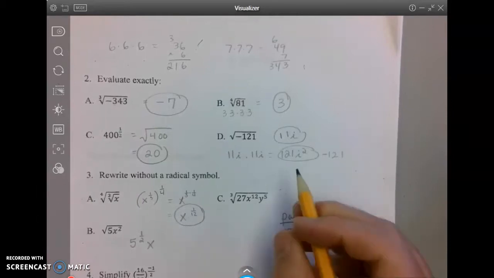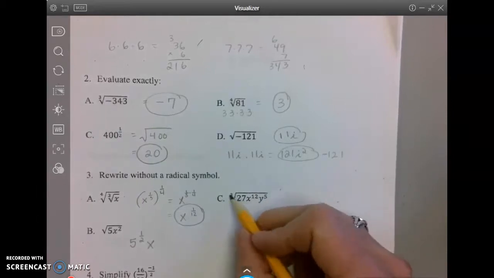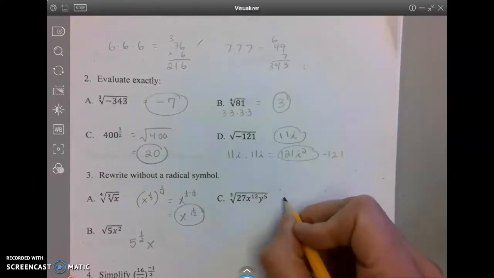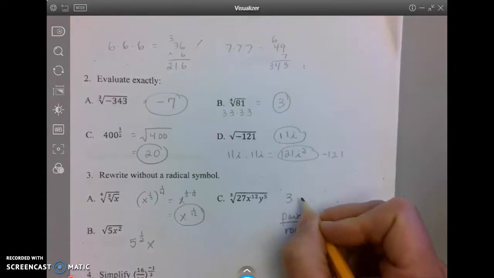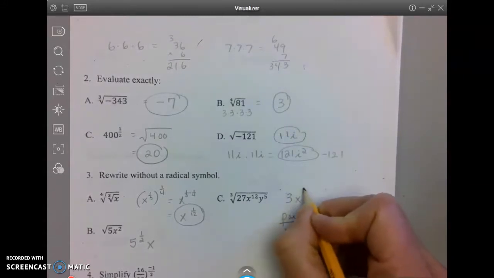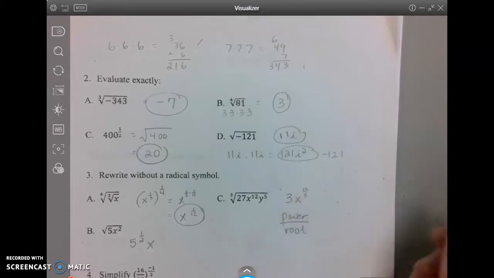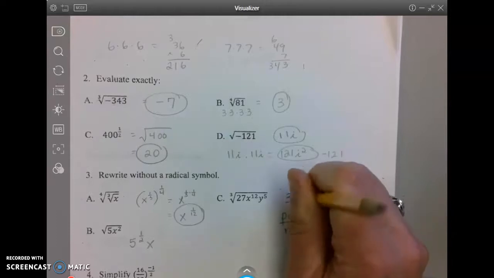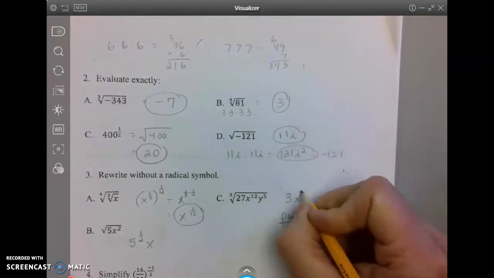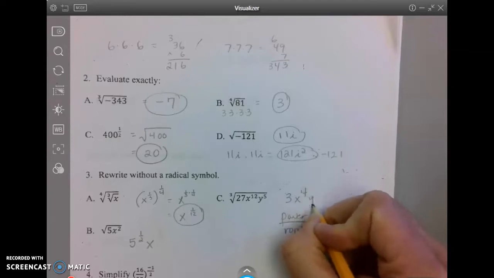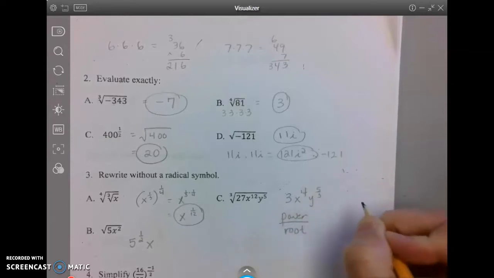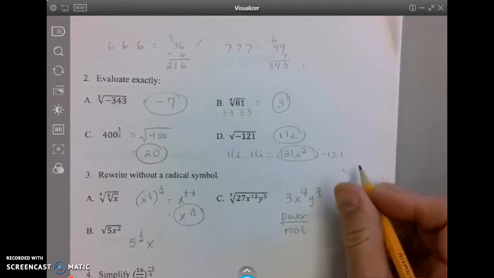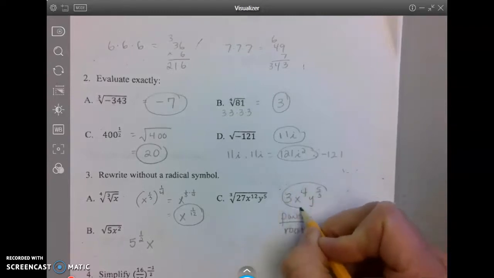Right, letter C. I've got the cube root of 27. And I know the cube root of 27 is 3, because 3 times 3 is 9, times 3 is 27. x to the 12 over 3, and 12 over 3 becomes 4. And y to the 5 over 3. Can't do anything to reduce that, so I'm finished.